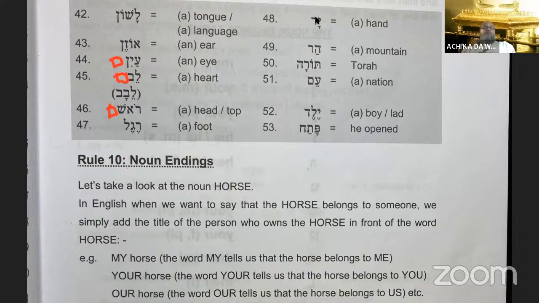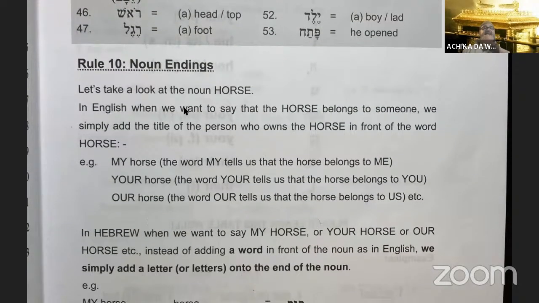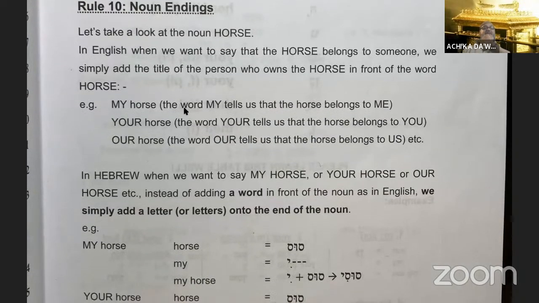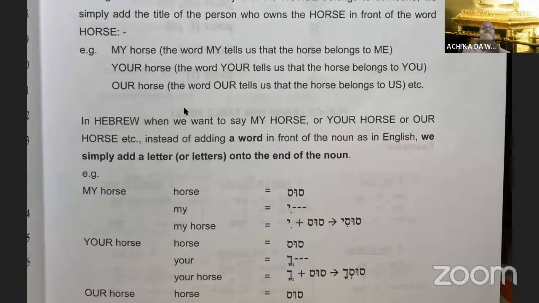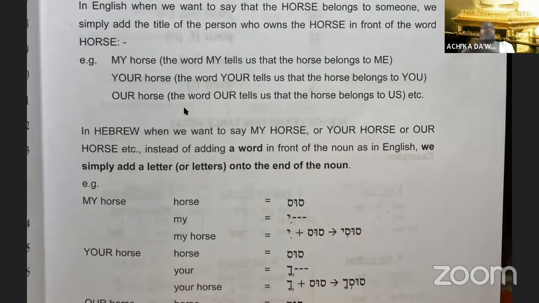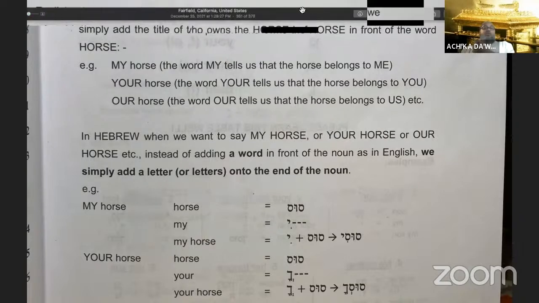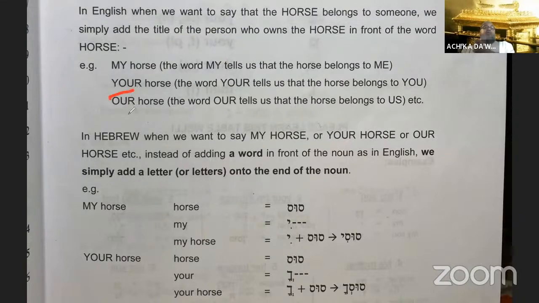Okay, and they have several. So let's take a look at the noun horse. Does anybody know how to say horse? Sus. So there's a couple of different ways that we deal with a horse in a noun. It could be my horse, that belongs to me. It could be your horse, or it could be our horse. Your tells us that the horse belongs to you, and ours is it belongs to us, and so forth and so on. And my means it belongs to me.